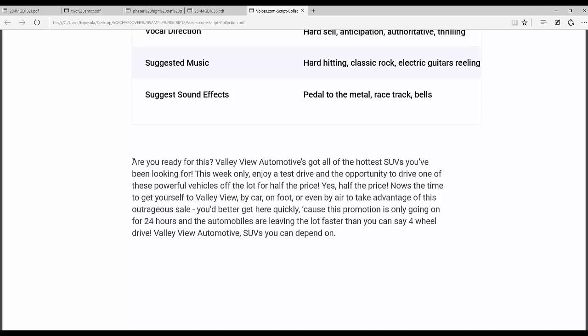Valley View Automotive's got all the hottest SUVs you've been looking for. This week only, enjoy a test drive and the opportunity to drive one of these powerful vehicles off the lot for half the price. Yes, half the price. Now is the time to get yourself to Valley View by car, on foot, or even by air to take advantage of this outrageous sale. You'd better get here quickly because this promotion is only going on for 24 hours and the automobiles are leaving the lot faster than you can say four-wheel drive. Valley View Automotive, SUVs you can depend on.